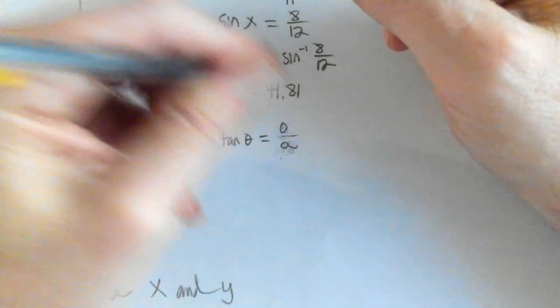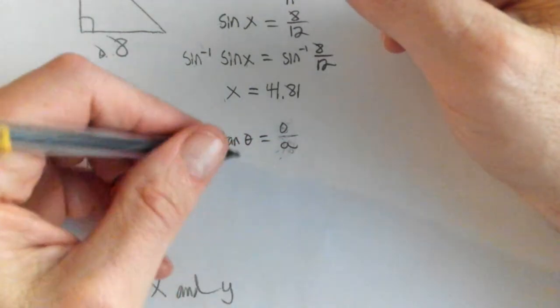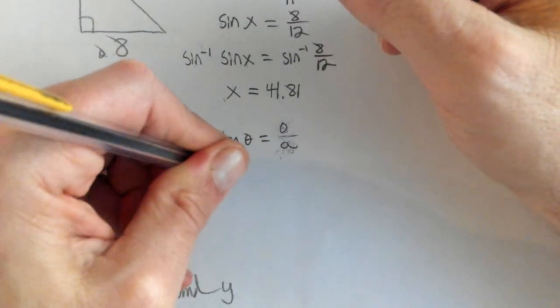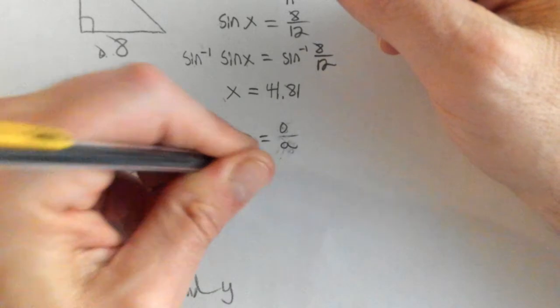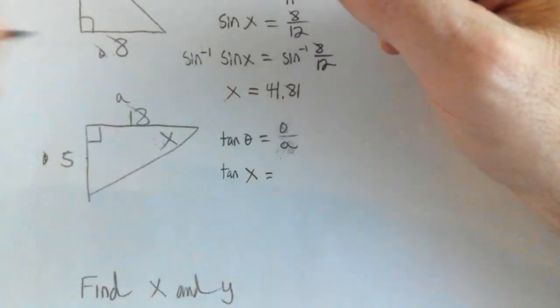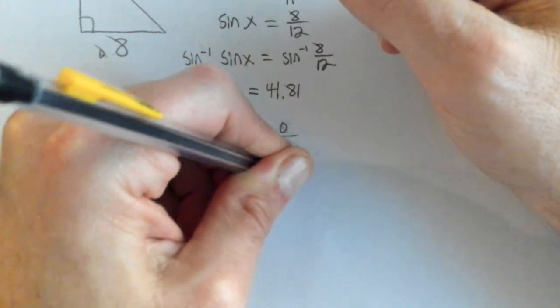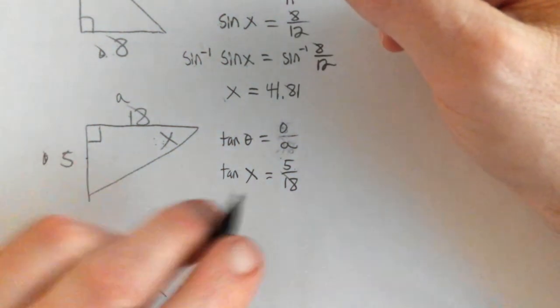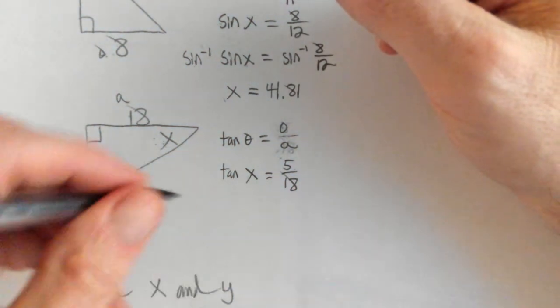Opposite over adjacent. And remember, that helps you keep everything straight as you plug in. It helps you memorize the equation. That's why I typically like to do that first. Now I can start plugging in things. The angle is x, the opposite is 5, and the adjacent is now 18. So again, I've got x wrapped up inside the tangent function.